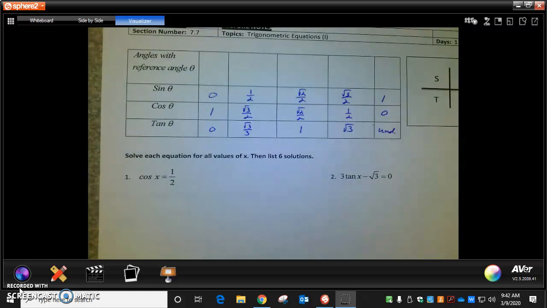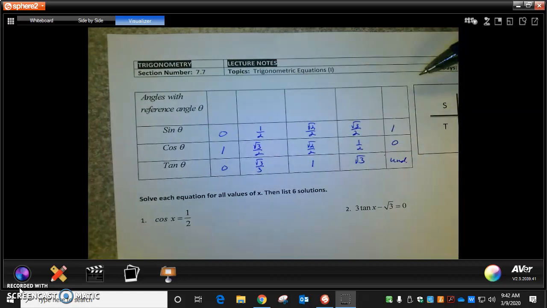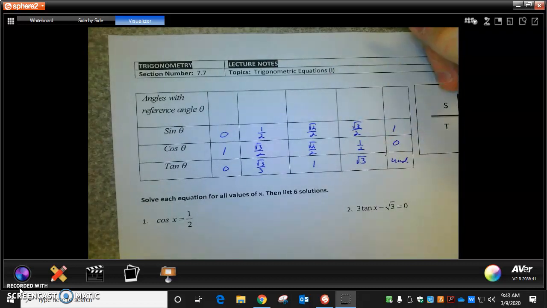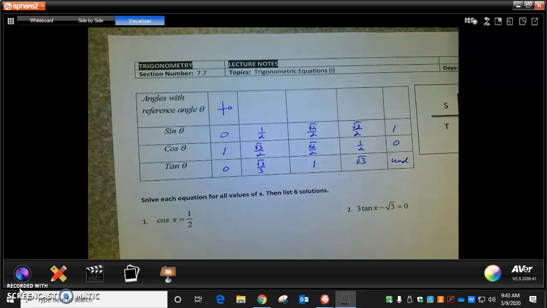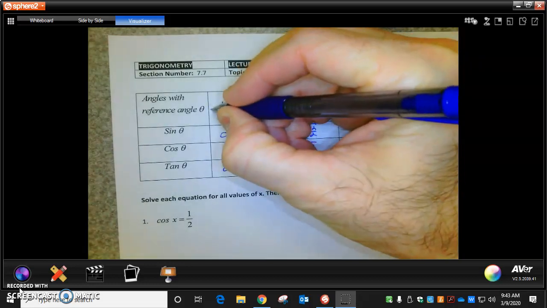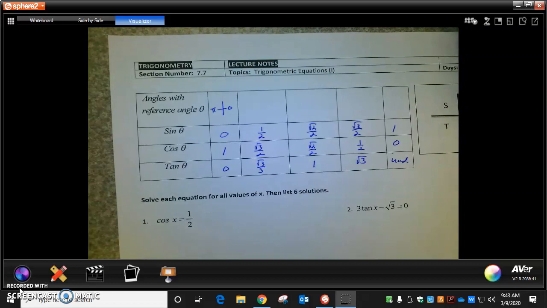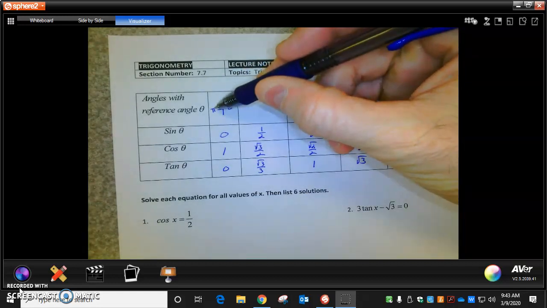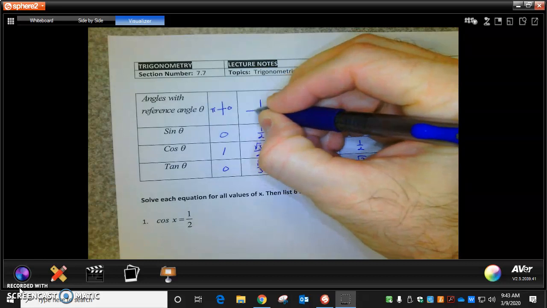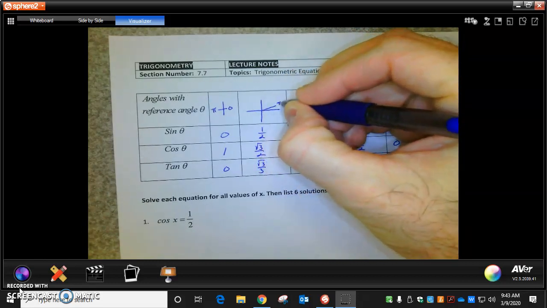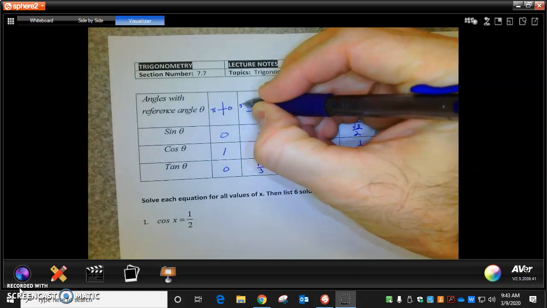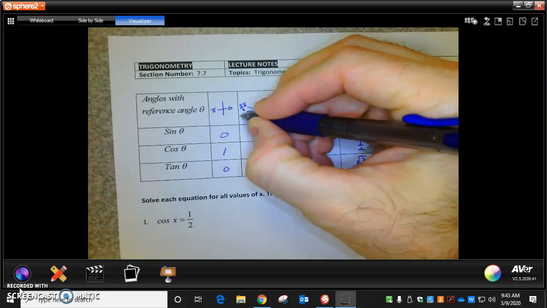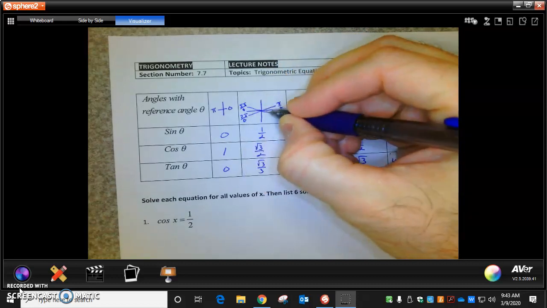So that's why I have not filled in my angles right here. I'm going to go ahead and draw in every single angle we're going to be dealing with today. So for example, 0, we know that starts with 0, but also pi has a reference angle of 0 as well. So this could be a solution as well. This is pi over 6, but then I'm going to go ahead and draw in 5 pi over 6, 7 pi over 6, and 11 pi over 6.